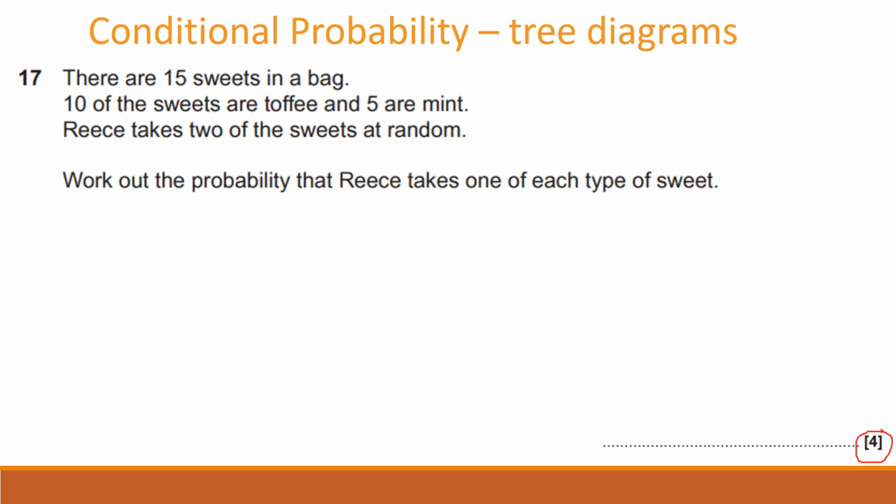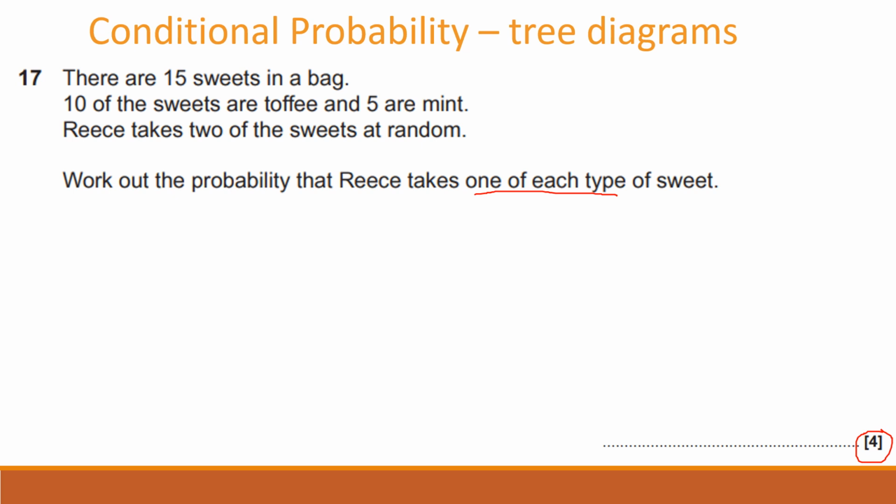Make sure you read the question carefully so you understand exactly what you have got to work out as you go along. Now in this question we've got 15 sweets in the bag and 10 of the sweets are toffee and 5 are mint. Reese takes 2 of the sweets at random and we've got to work out the probability that he takes 1 of each type. This is the key bit: we've got to find 1 of each type of sweet.